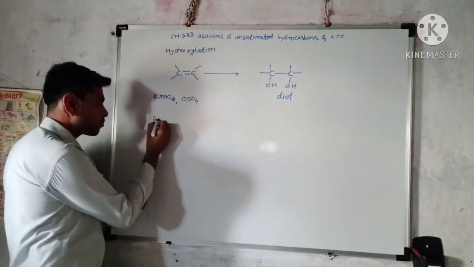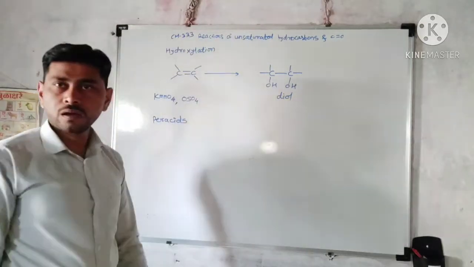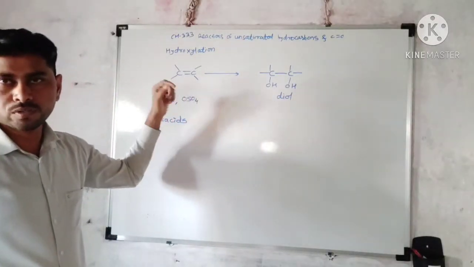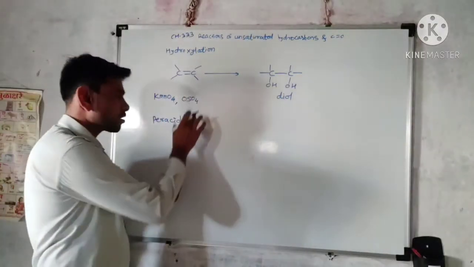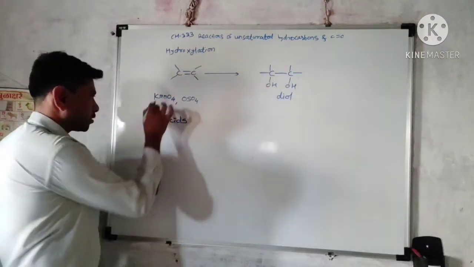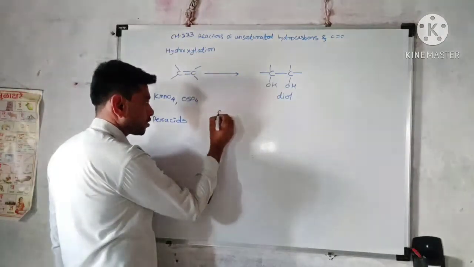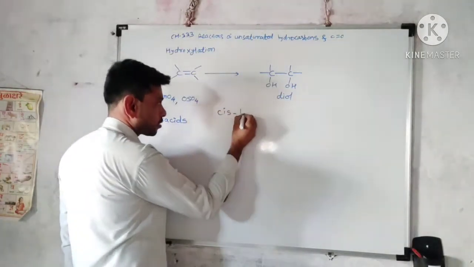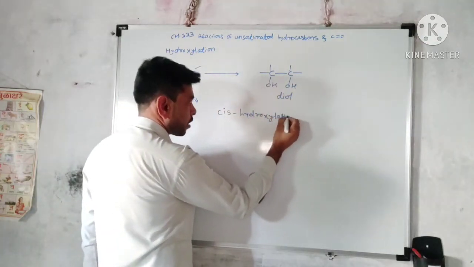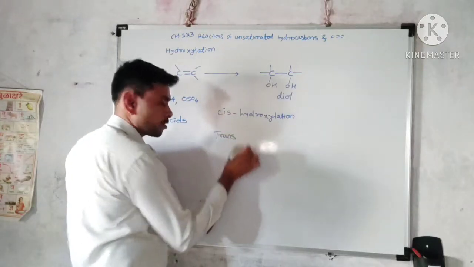Another reagent, organic peracids. Organic peracids are also there to form the diol from alkene compounds, unsaturated compounds. So these are the reagents used for the hydroxylation process. Now there are two types of hydroxylation, such as cis hydroxylation, and the second type is trans hydroxylation.